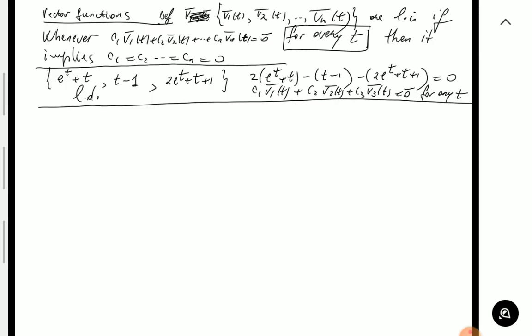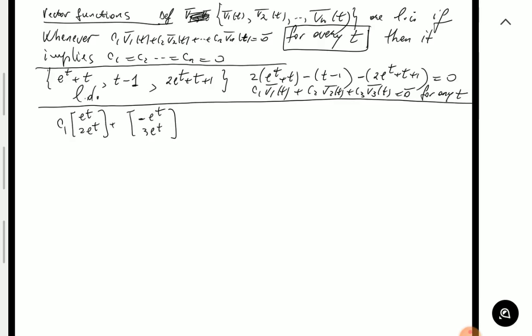So let's illustrate with a set of vector functions with two components, right? Let's say I'm checking whether the vector functions 2e to the t, 2e to the t, and these are vector functions, right? And minus e to the t, 3e to the t, form a linearly independent set or not.